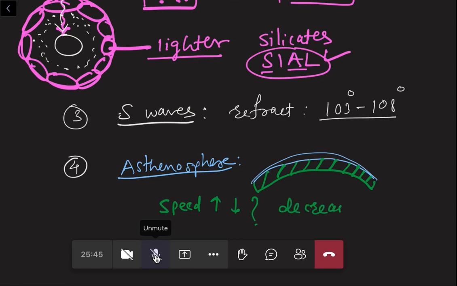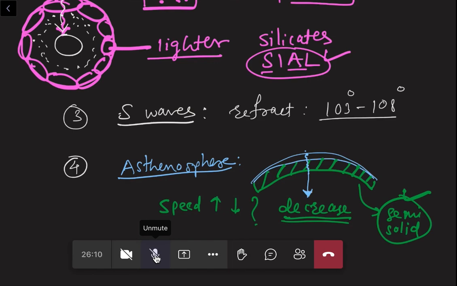Why? Because it is made up of semi-solid or semi-molten material. It is like chewing gum. We talked about it yesterday, right? So their speed slowly decreases as they start going through the asthenosphere. But after the asthenosphere, when they come out, their speed again increases. Okay?